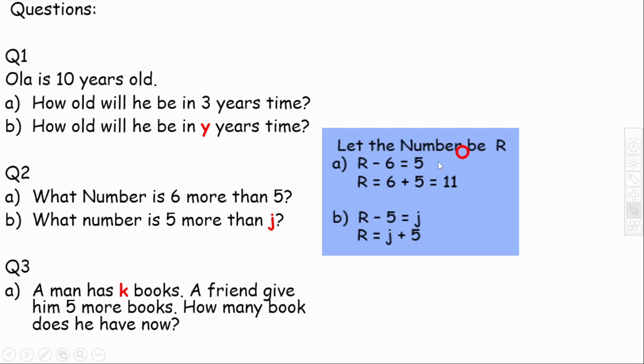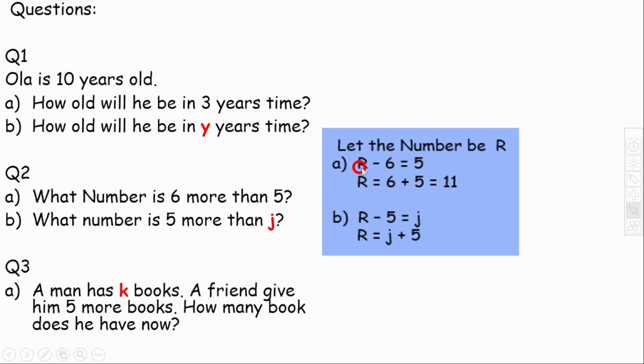Let's say the number that we are talking about be R. Let the number be R. So what number is 6 more than 5? That means R minus 6 should give us 5. That's the meaning of this statement. R minus 6 should give us 5, right? So what it means is R minus 6 is equal to 5. If you think about the statement properly, you will be able to understand that R minus 6 is equal to 5.